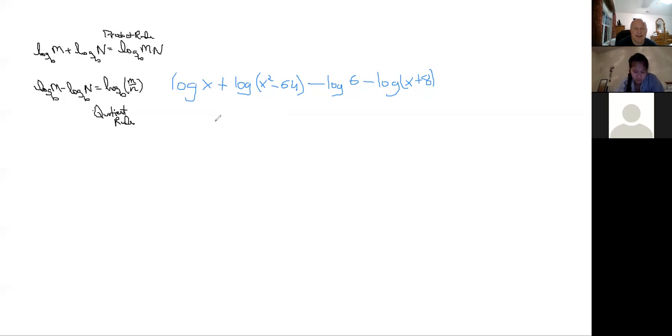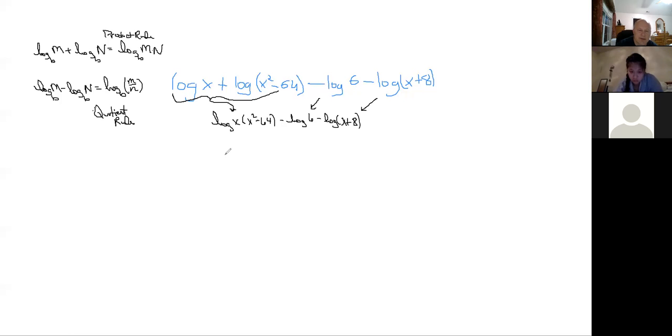Okay. So the first thing is it's the log of x times x squared minus 64, because log plus a log is the log of their product. Then I'm going to write down the minus the log of 6 minus the log of x plus 8. So what I've done was I've got these two right here and I put them together into that. The other two I just wrote down. Then I'm going to use the quotient rule once.